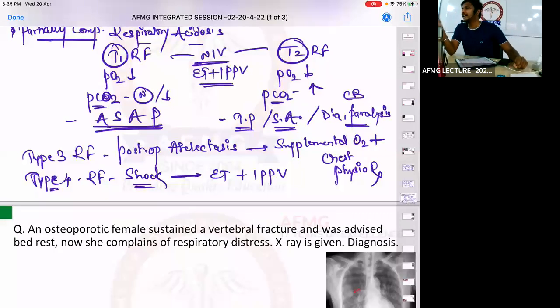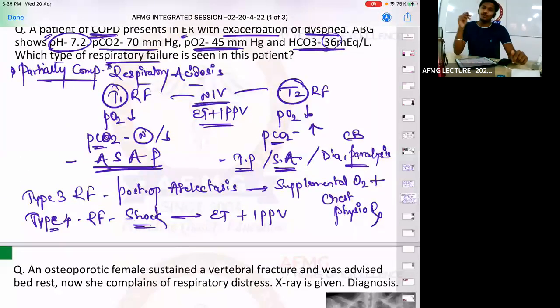Now what game did they play? They asked you, a patient is already ventilated for COPD. Now what should be increased in this patient? Okay, the patient is suffering from respiratory acidosis. Now to overcome this respiratory acidosis, and he is suffering from type 2 respiratory failure, what will we increase? Which parameter should be increased?